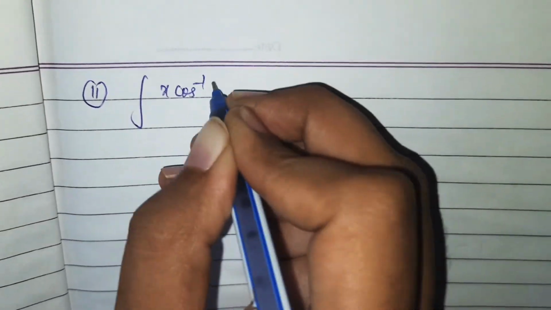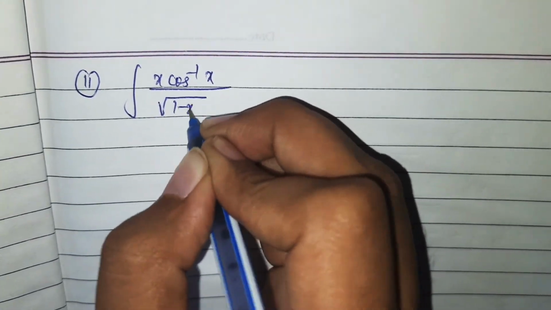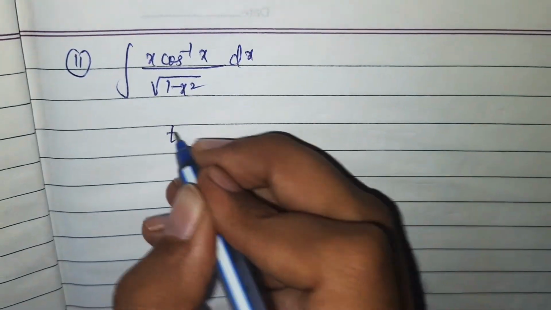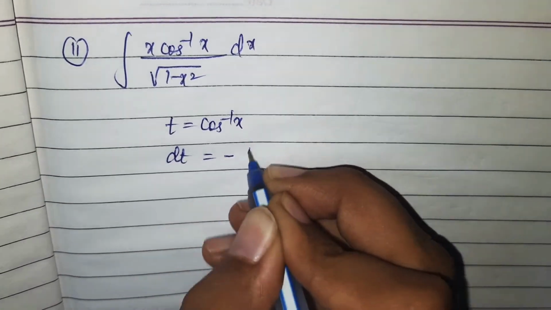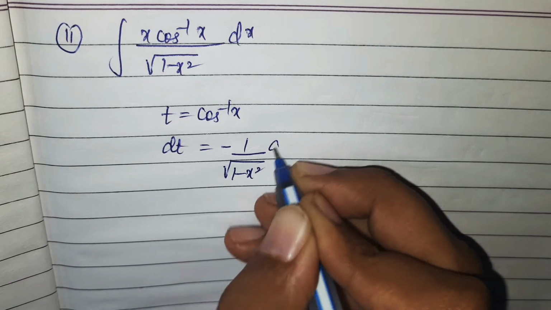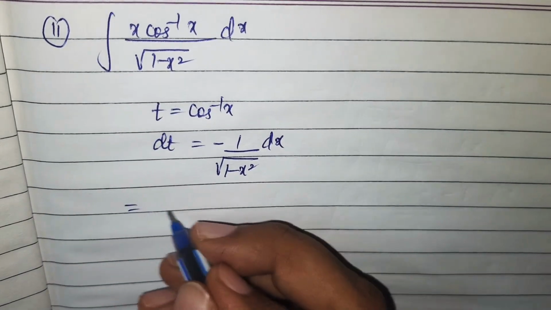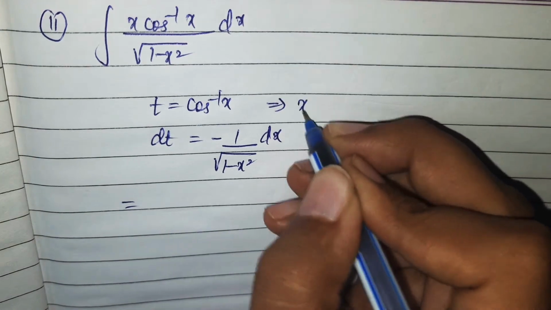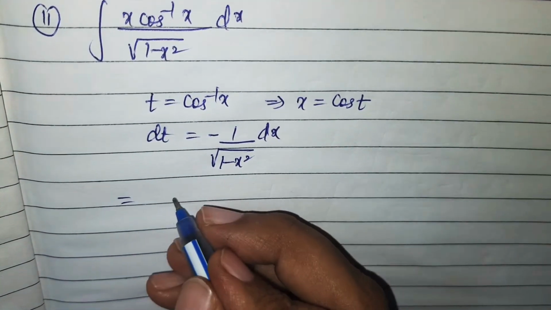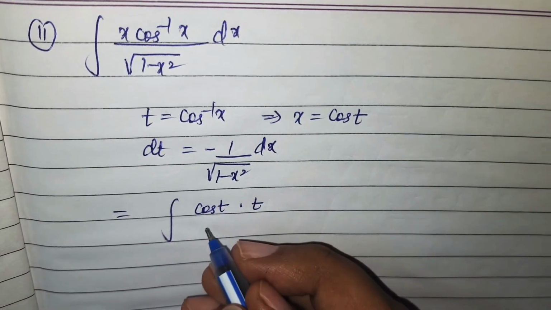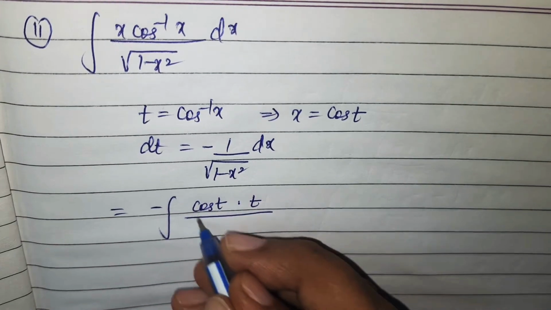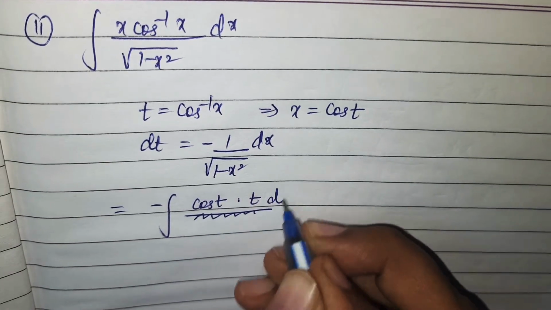Now, after question number 10, come to question number 11. Integral of x cos inverse x. Now this is not looking like it needs by parts directly. What you need to do? Firstly, take t as cos inverse x. dt will be the differentiation with respect to x, minus 1 upon under root 1 minus x square dx. So what I am getting is x as cos t. This is t, dx upon under root 1 minus x square will be, this I need not do, dt.